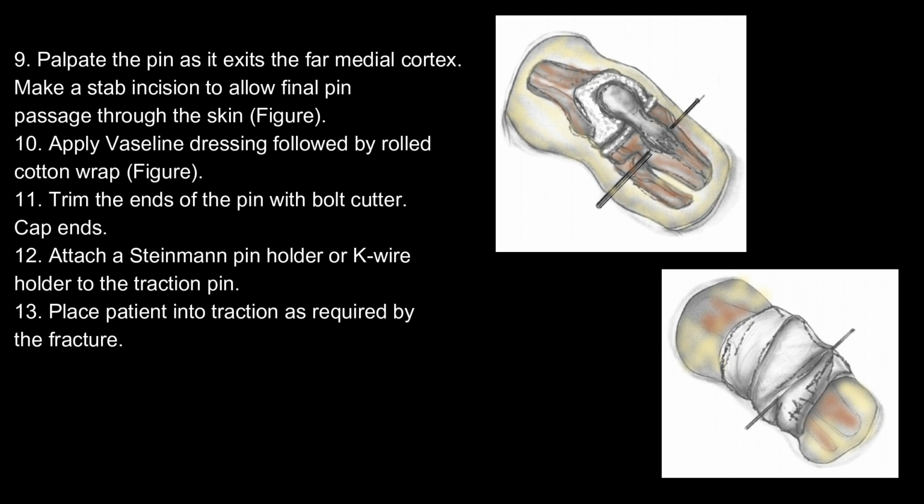10. Apply Vaseline dressing followed by rolled cotton wrap. 11. Trim the ends of the pin with bolt cutter. Cap ends. 12. Attach a Steinmann pin holder or K-wire holder to the traction pin. 13. Place patient into traction as required by the fracture.